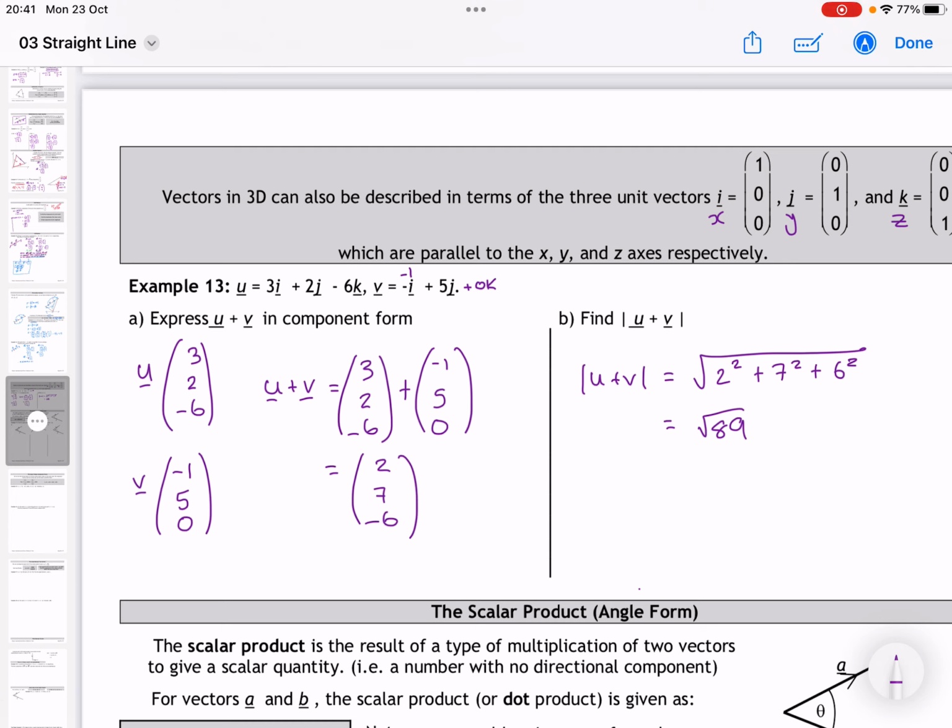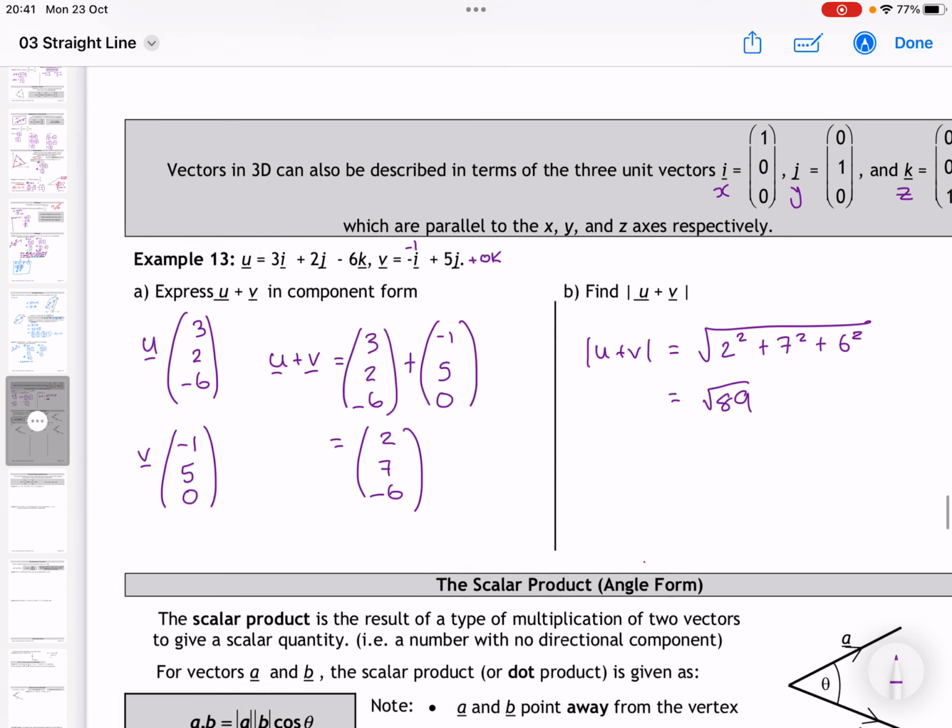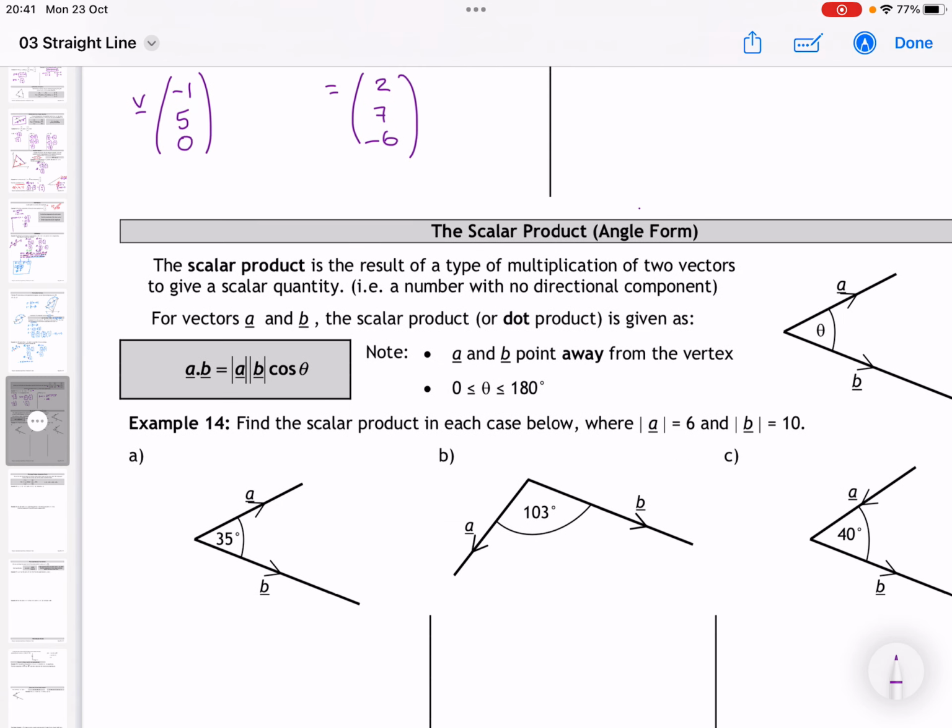Now, scalar product. Example 14. Angle form. You are given this in the exam. Okay, you're given the formula. The scalar product is the result of a type of multiplication of two vectors to give a scalar quantity, i.e. a number with no directional component. So we're not doing a vector.